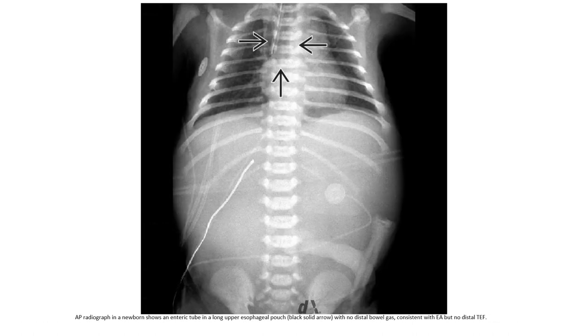AP radiograph in a newborn: the enteric tube is in a long upper esophageal pouch with no distal bowel gas, consistent with esophageal atresia but no distal TEF.